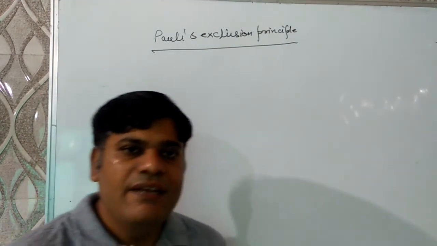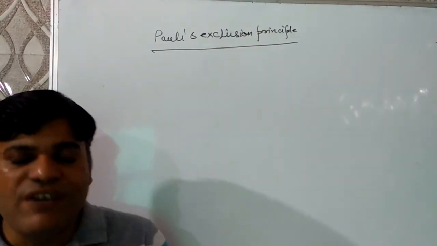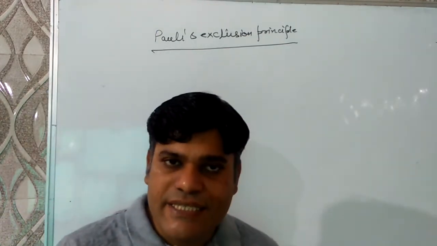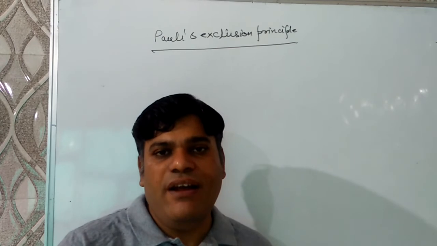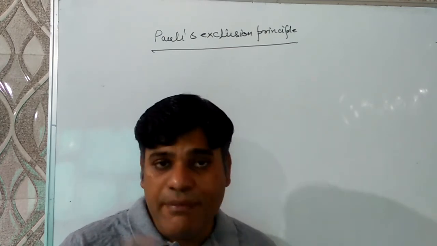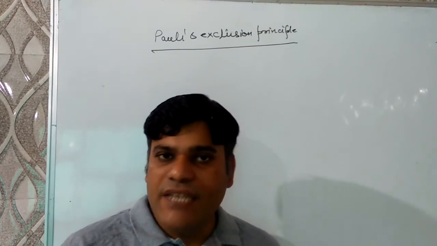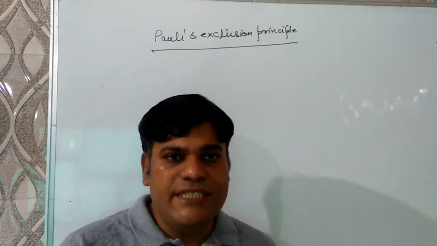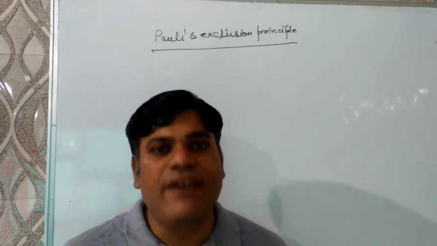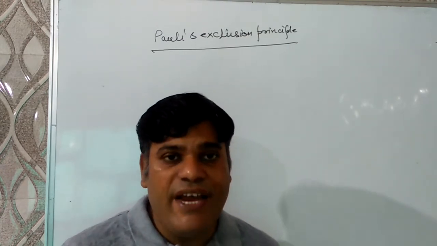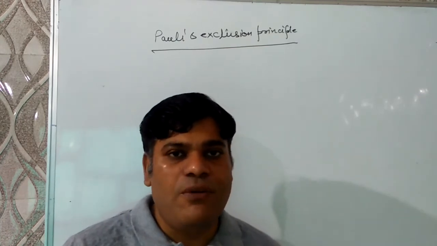I am repeating. This principle can be stated in two ways. The first one is that no two electrons in the same atom can have the same set of all four quantum numbers. Three can be the same, principal, azimuthal, magnetic, but the spin quantum number will always be different. Or it can be stated that an orbital can have a maximum of 2 electrons of opposite spin.